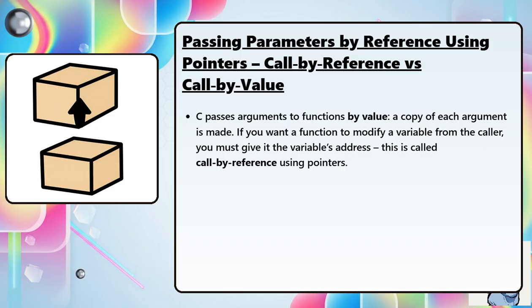C passes arguments to functions by value. A copy of each argument is made. If you want a function to modify a variable from the caller, you must give it the variable's address. This is called call by reference using pointers.